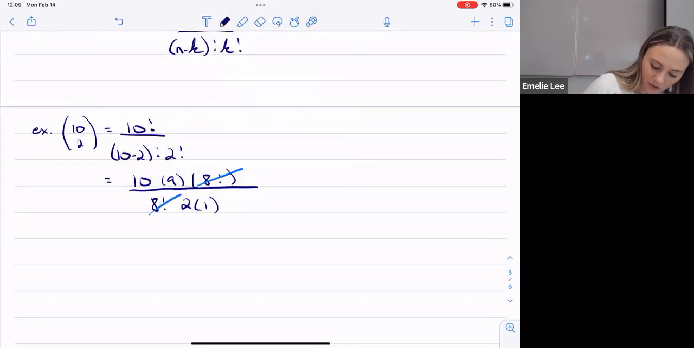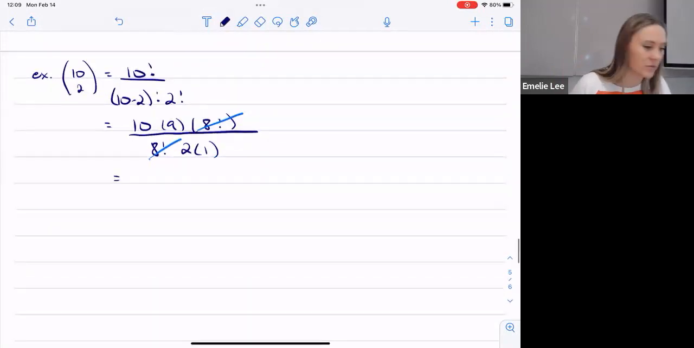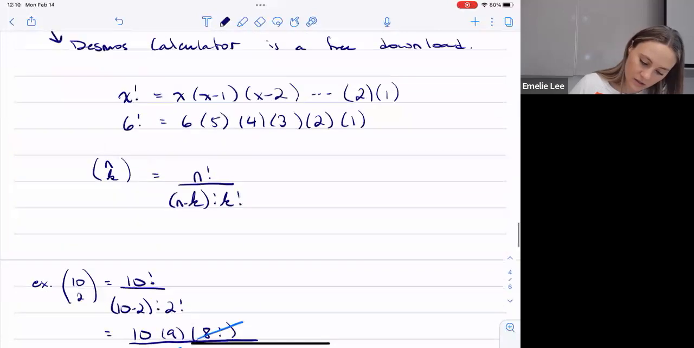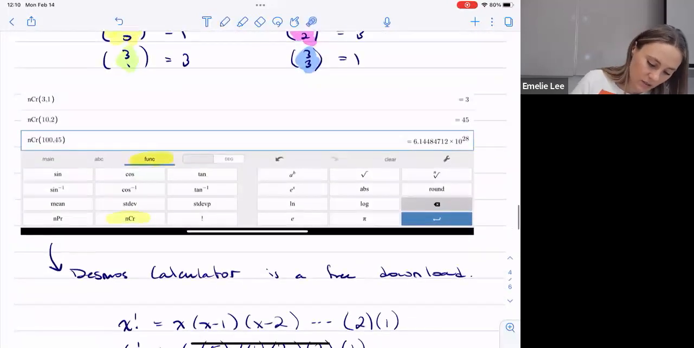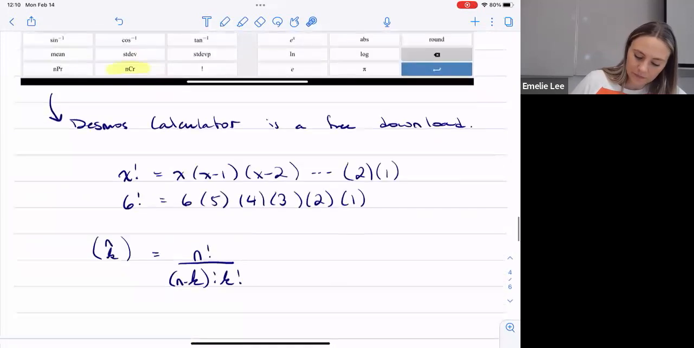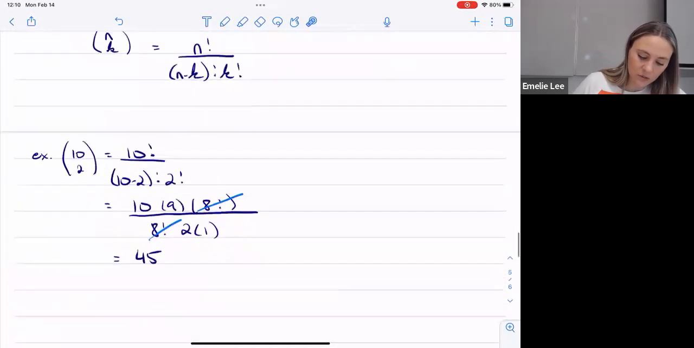Yeah, so I'd way rather use my calculator. 10 times 9 is 90, divided by 2 is 45, which is the same as what we found here, right? We did 10 choose 2 already, which is 45. So kind of 2 ways that you can do the same thing.